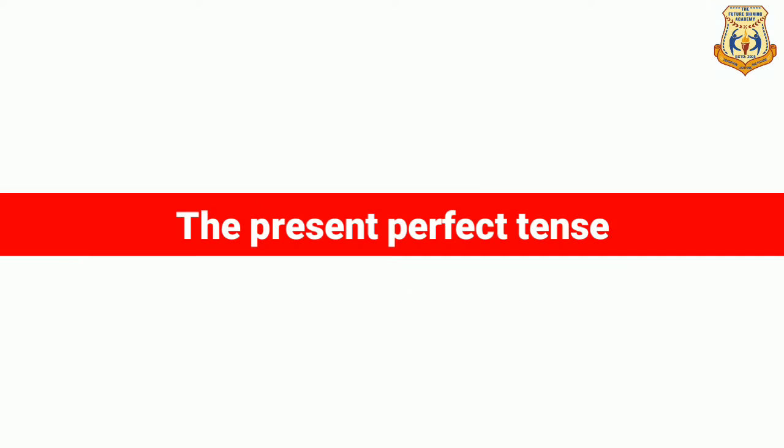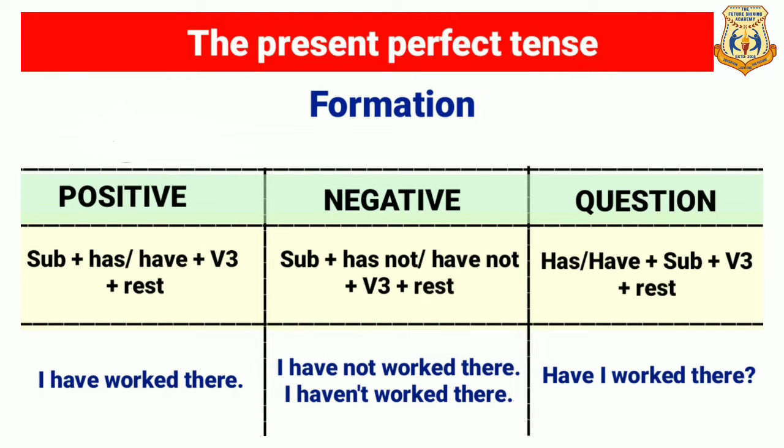The present perfect tense. Before going to the details of this tense, we must have a general concept of its formation or construction so that we can understand the functions of this tense more easily. The formation of present perfect tense is very simple. Now you can see on the screen, at first, subject plus has or have according to the subject plus verb third form. After that, rest of the sentence.